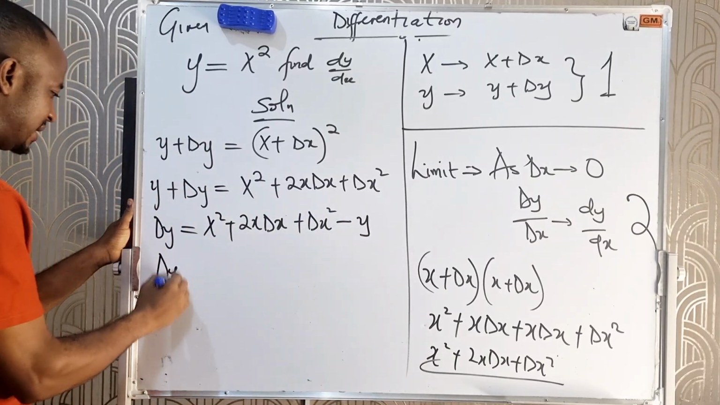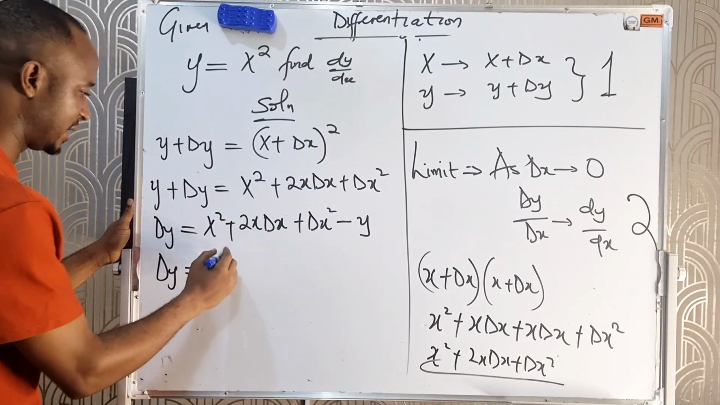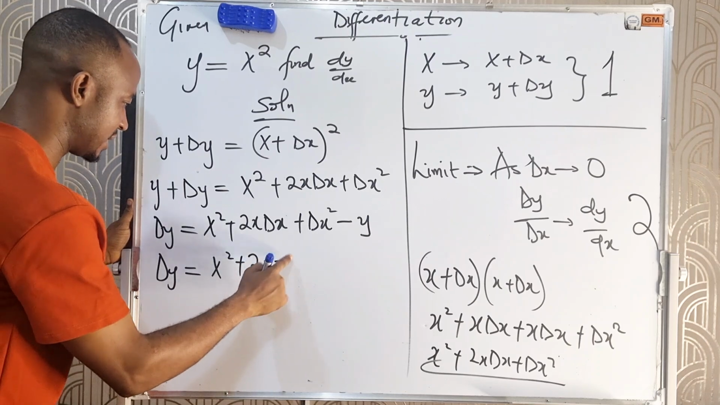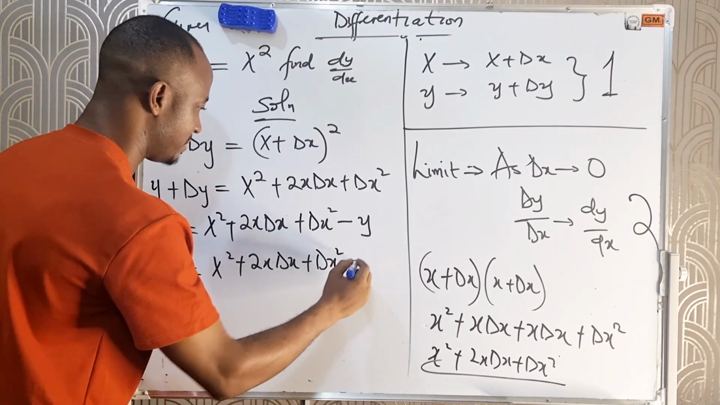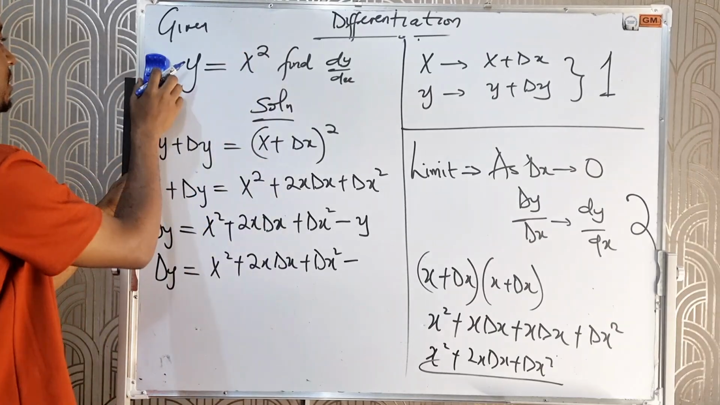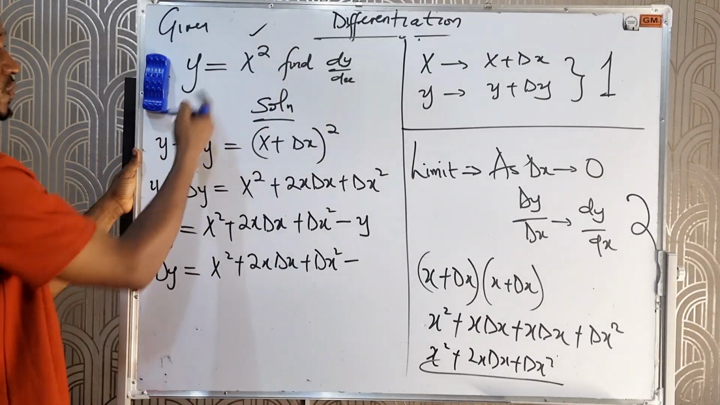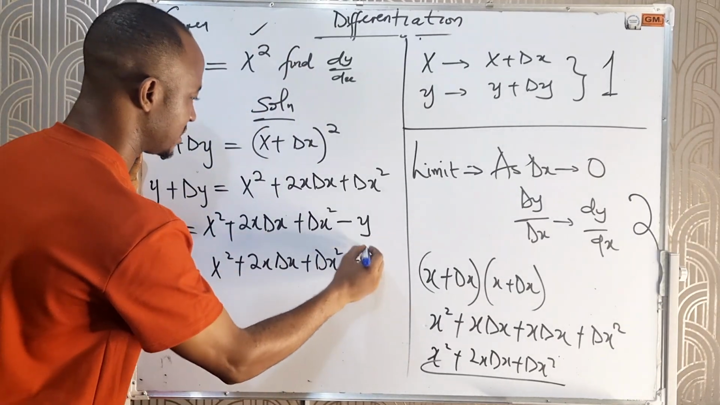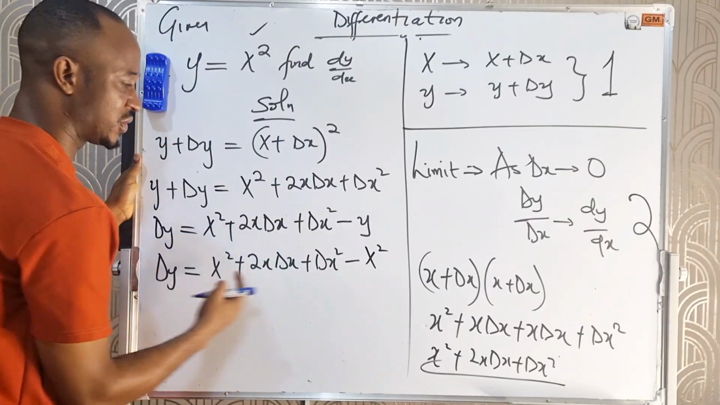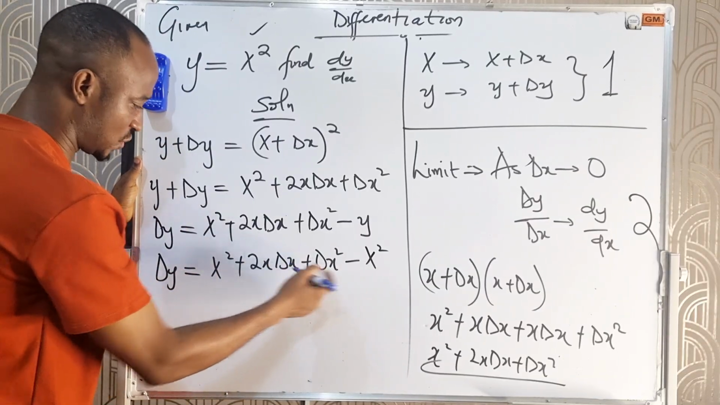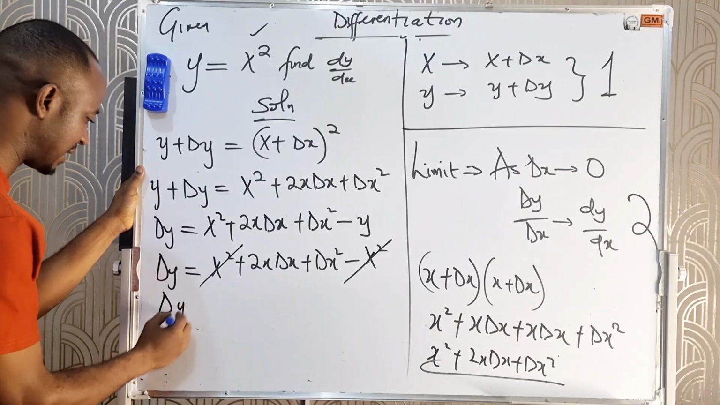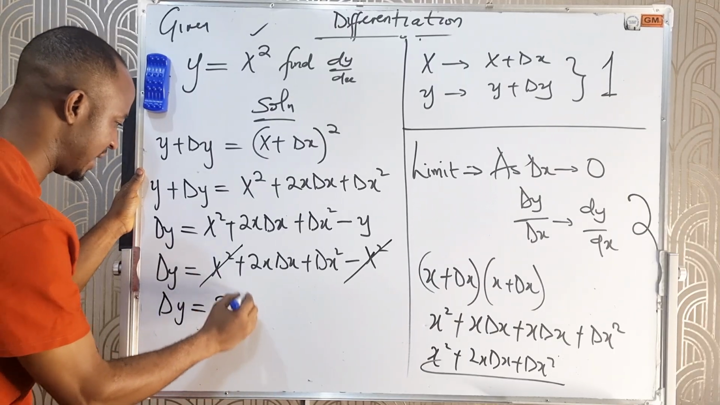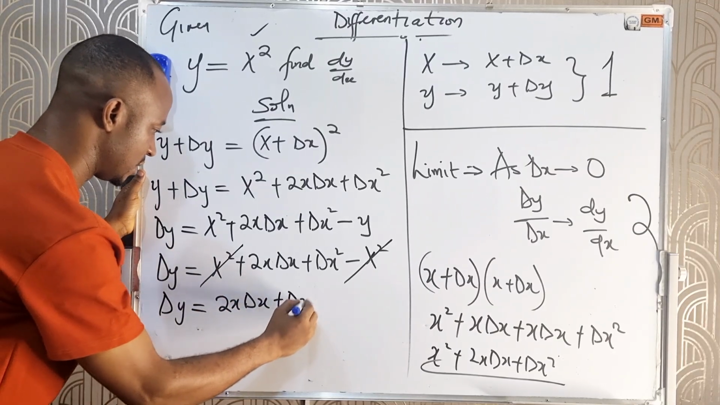So we're going to have delta y equals x squared plus 2x delta x plus delta x squared minus the value of y from the original function. What is y? y is x squared. So I will replace my y with what? x squared. x squared can cancel x squared. Here we have x squared minus x squared. The result is 0. They can cancel out. Then we are left with delta y equals 2x delta x plus delta x squared.